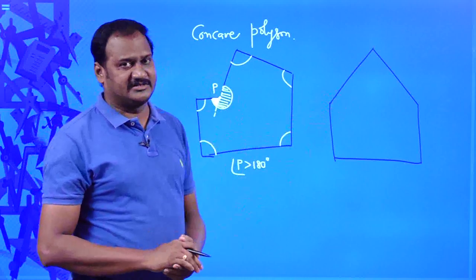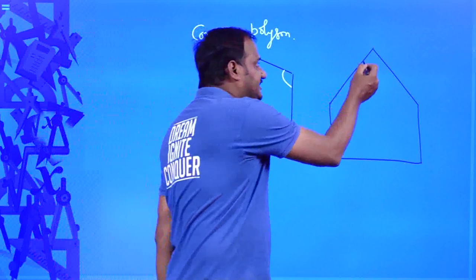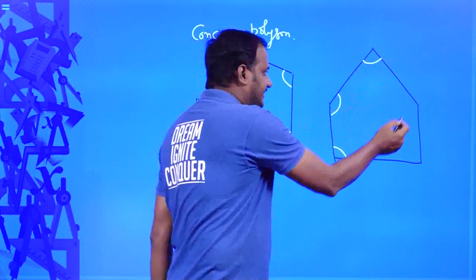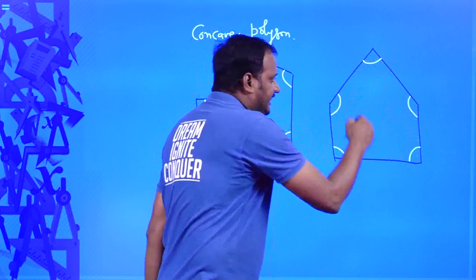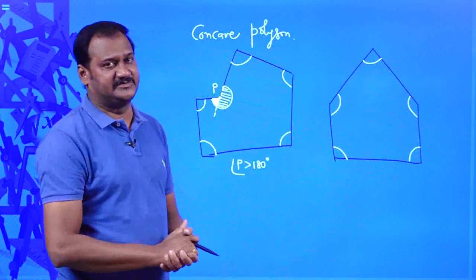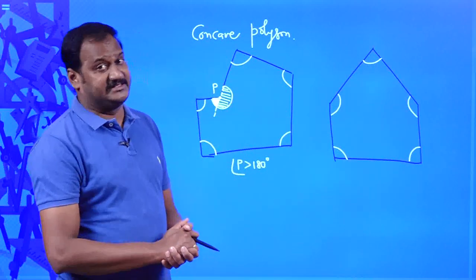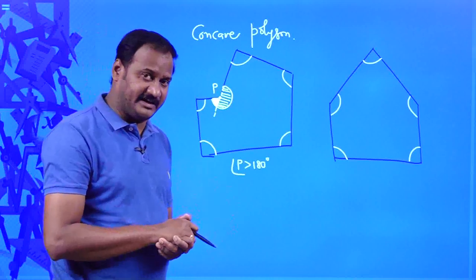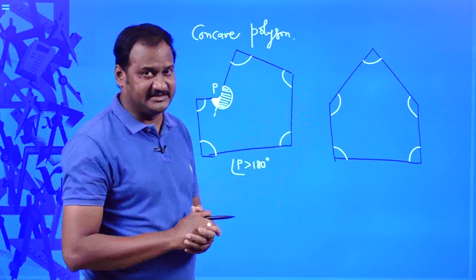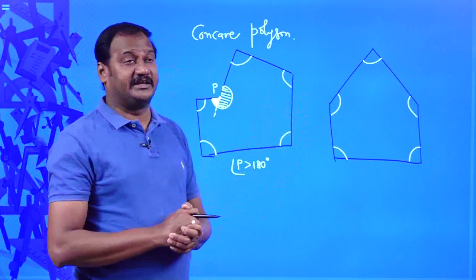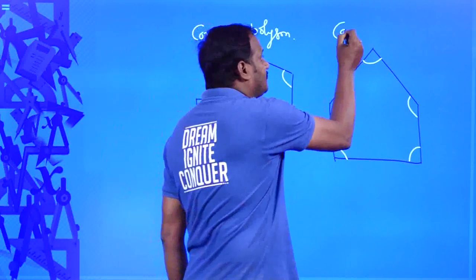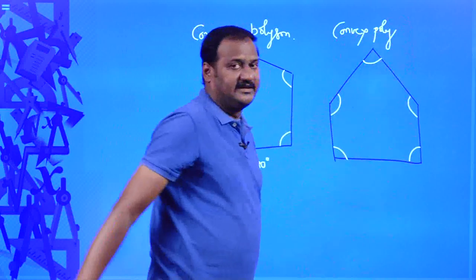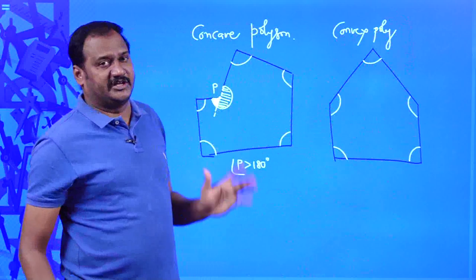But what about this? See here, if you observe each interior angle, this is one interior angle, this is one more interior angle, like that. Every single interior angle of this polygon is always less than 180 degrees. It can be obtuse, it can be acute, it can be a right angle, but it is always less than 180 degrees. Then those kinds of polygons are said to be convex polygons. What do you call that? Convex polygon. So, these are the two types of polygons.